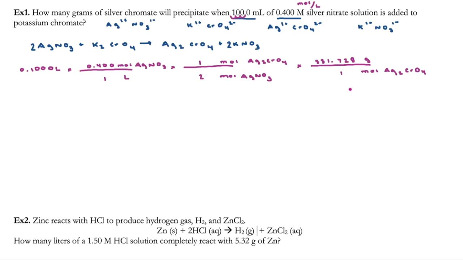All right, so the mass of silver chromate that will be produced, that will precipitate, is 6.63456. If we look, 100.0 has 4 sig figs, 0.400 has 3 sig figs, so my final answer should have 3, so it'll be 6.63 grams. All right, let's look at the next problem.